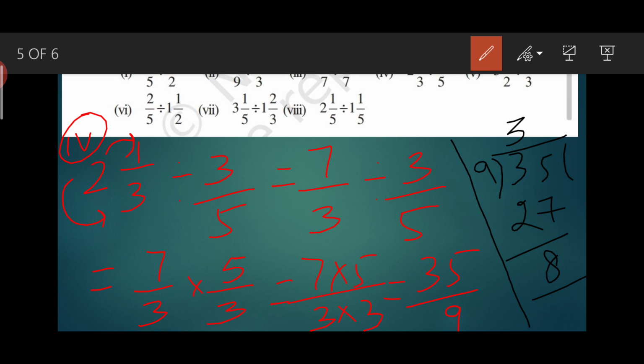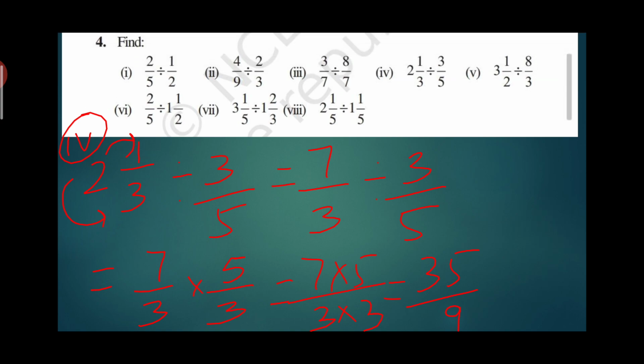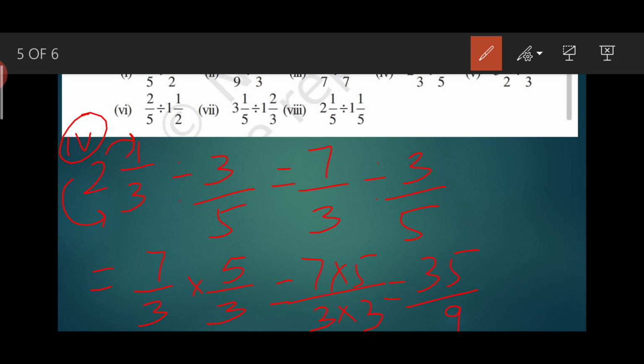So what will be our answer? You will write here: nine threes are 27, 8 upon 9. Okay, so this is our final answer of question number 4, fourth part. Now moving on to question number 4, seventh part.